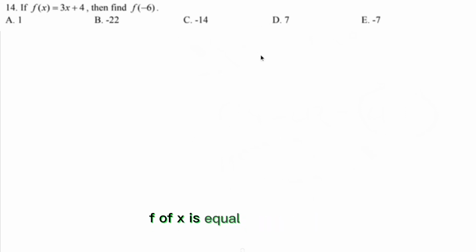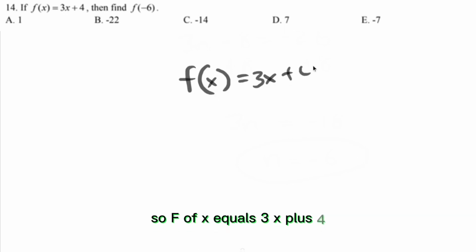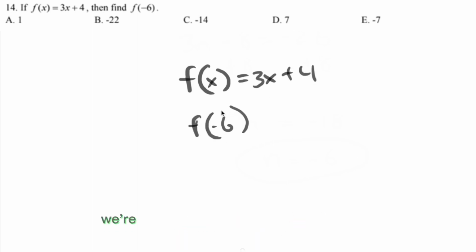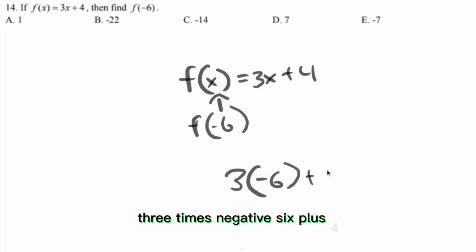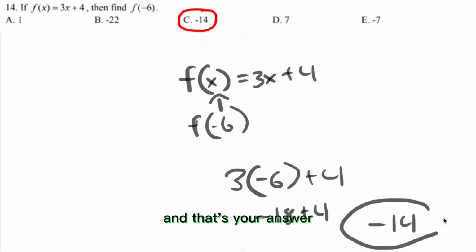14. If f of x is equal to 3x plus 4, find f of negative 6. So f of x equals 3x plus 4. So we need to find f of negative 6. So all we're doing is we're putting this negative 6 in where x is. So our new equation becomes 3 times negative 6 plus 4. And that's just negative 18 plus 4, which comes out to negative 14. And that's your answer.